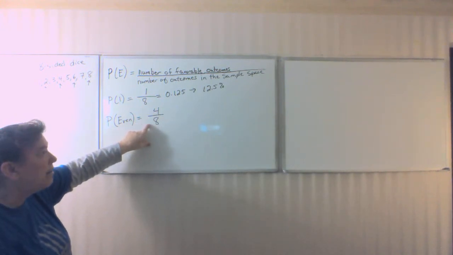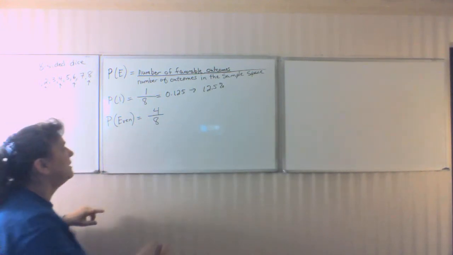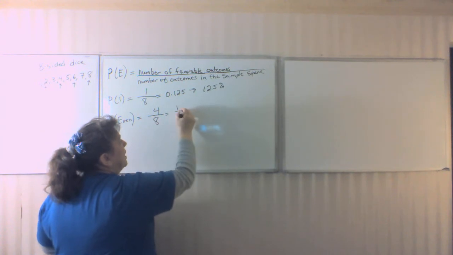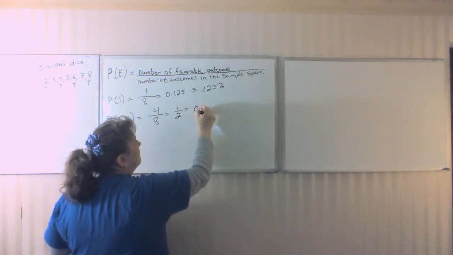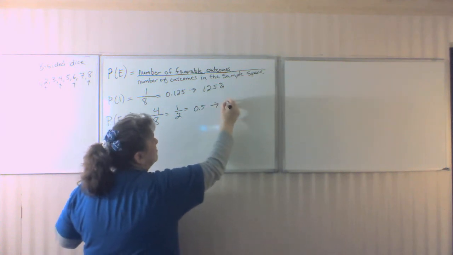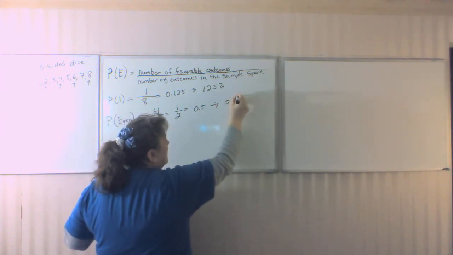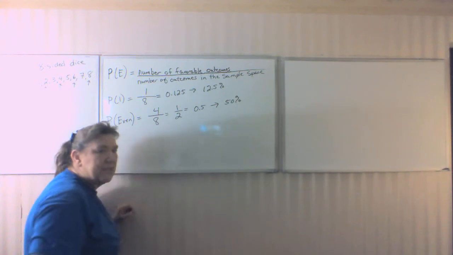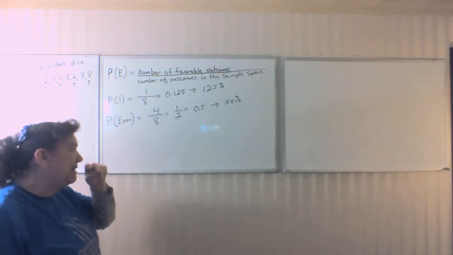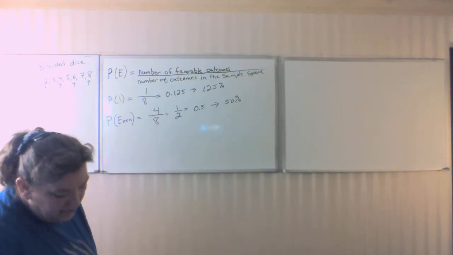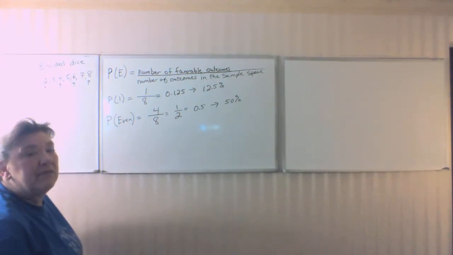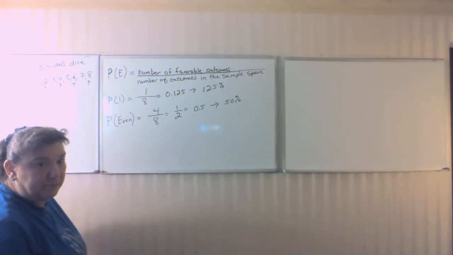My total outcomes in my sample space is 8, which is equal to 1/2 if I simplify it, which is equal to 0.5, or as a percentage, it's 50%. Multiply by 100%, and that will give you 50%. So that's my probability of an 8-sided dice. Okay?